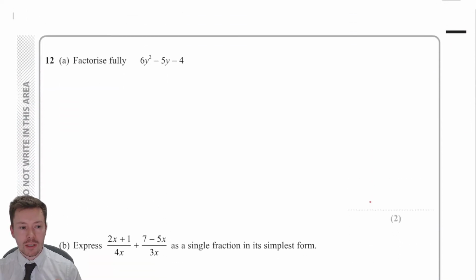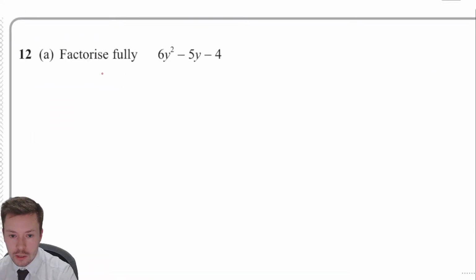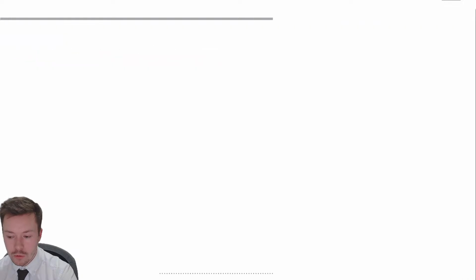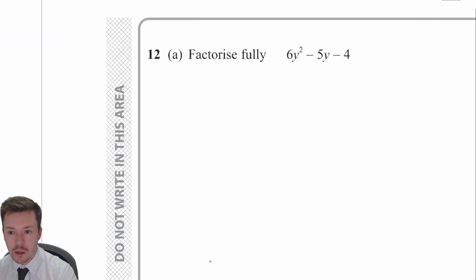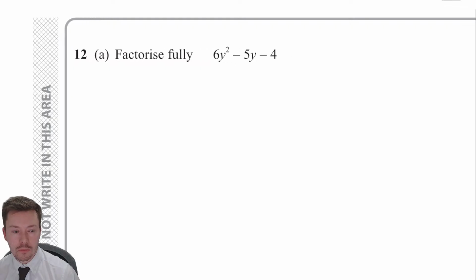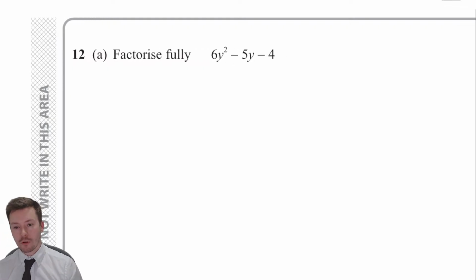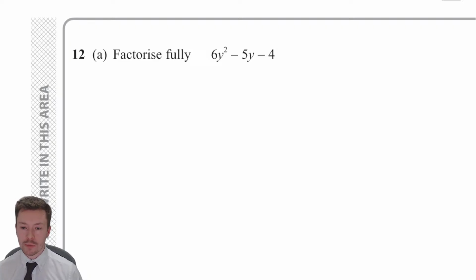Factorizing. Now, I'm going to zoom this in a little bit. This is for 2 marks, and it's got a coefficient in front of the squared term. So this is a little bit more complicated than if it didn't have a number in front of our squared term. What we need to do here is something called explode in the middle, splitting the middle.